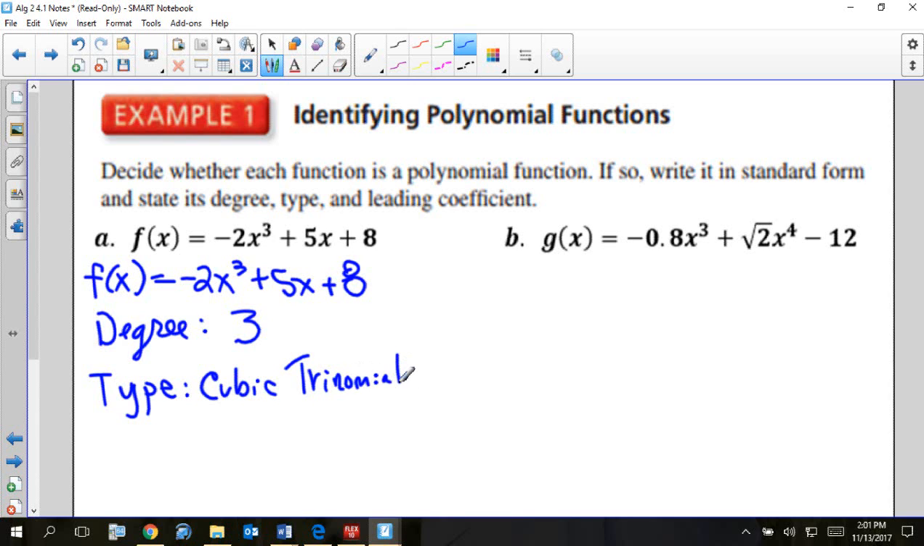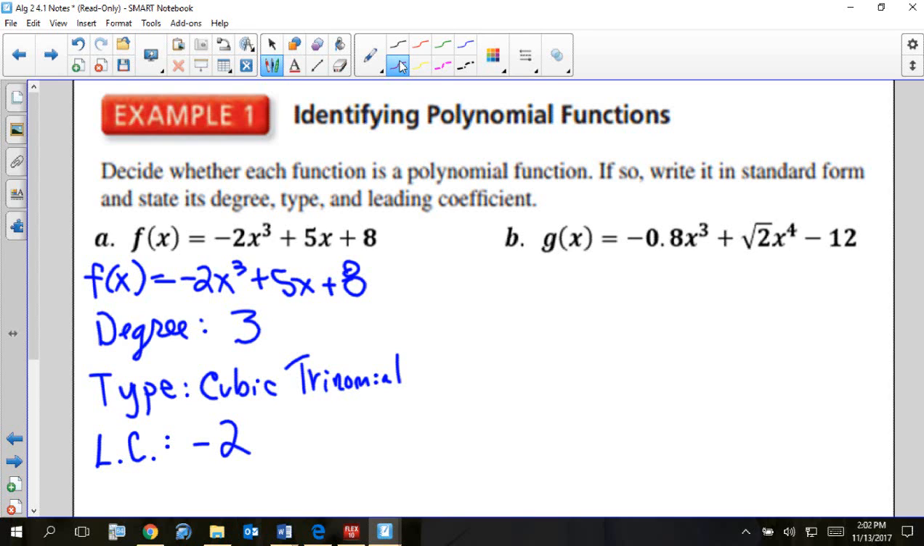Degree of 3 and 3 terms. Cubic trinomial. And then finally, our leading coefficient. I'm not writing all the way out. Leading coefficient would be the coefficient of the first term, the one that has the degree in it. What's the number in front of that? -2. All right. Letter B. Is this a polynomial?